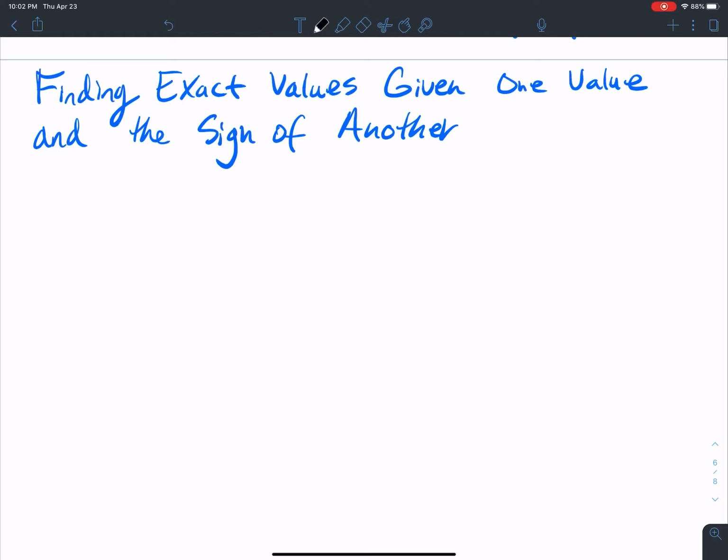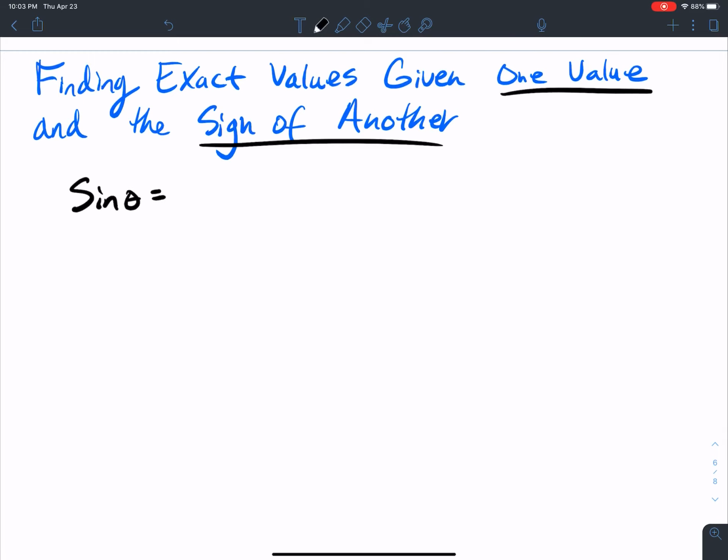All right, so in this video, we're going to be finding exact values of trigonometric functions given one value and the sign of another value. Giving us a sign of that other value is going to allow us to figure out which quadrant our terminal side of the angle is in. So we're going to be given the sine of theta is equal to 1/3. And we're also going to be told that the cosine of theta is negative.